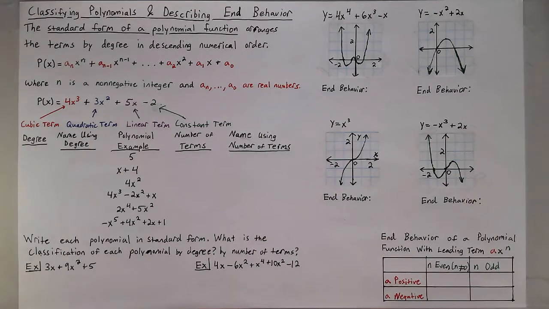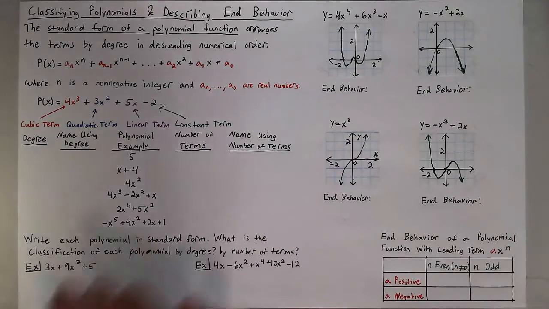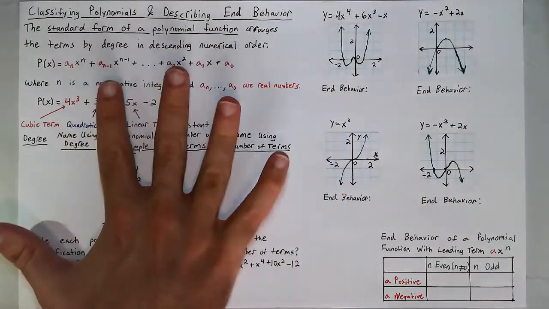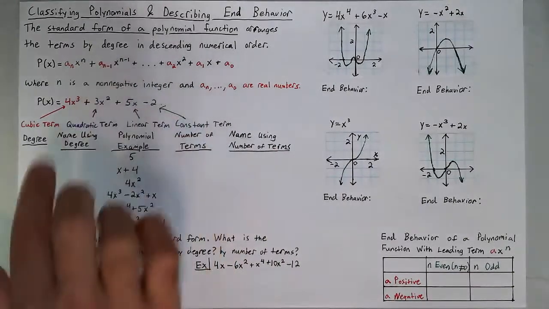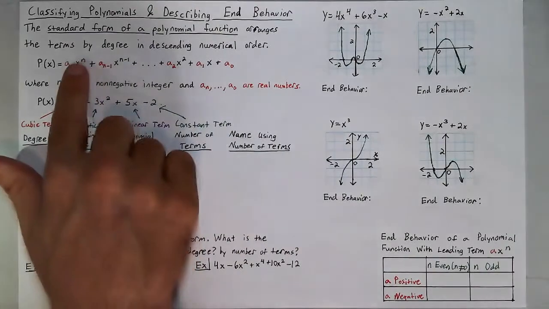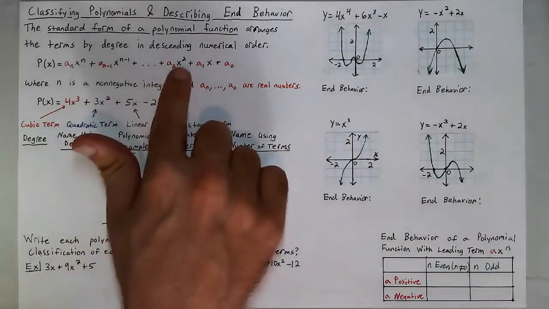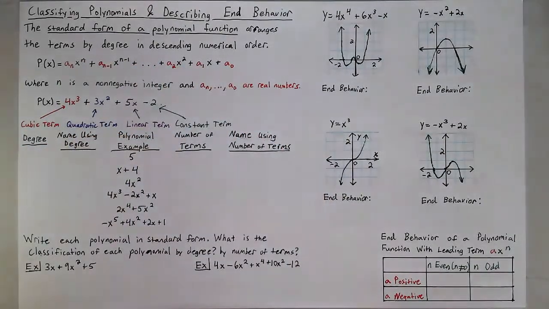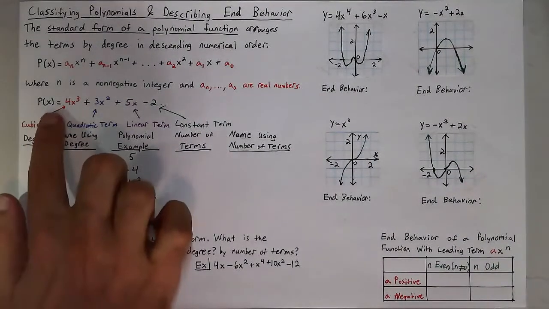In this video, we are going to learn how to classify polynomials and how to describe end behavior. We'll start with the standard form of a polynomial function, which arranges its terms by degree. The degree is the power that the terms are raised to. So we'll go from the highest power term to the lowest power term when writing a polynomial function in standard form. Here's an example just below it.